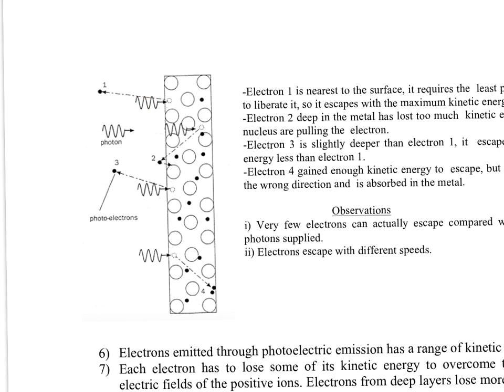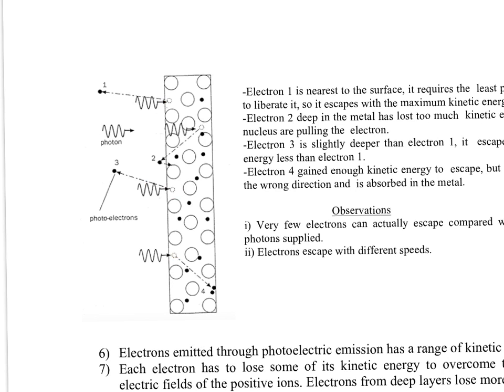Now, electron number 2 is so deep inside the metal that when it absorbs the photon, by the time it does work to try to escape, it has no more KE, so it gets sucked back in. The third electron is slightly inside compared to number 1, so it comes out with slightly less KE.